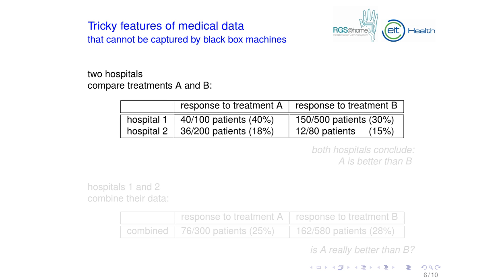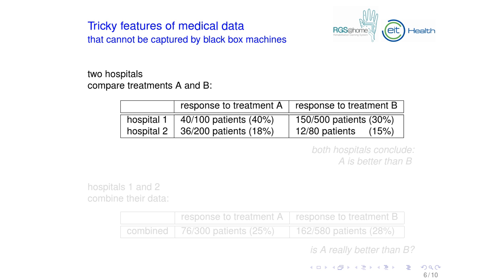And in hospital A, they gave drug A to 100 patients, and let's say 40 of these benefited from the drug, which is a 40% success rate. They gave drug B to 500 patients, and of these 500, 150 were found to have benefit. And this gives you a success rate of 30%. So in hospital 1, the conclusion would be drug A is better than drug B because drug A has a better success rate. So far so good.